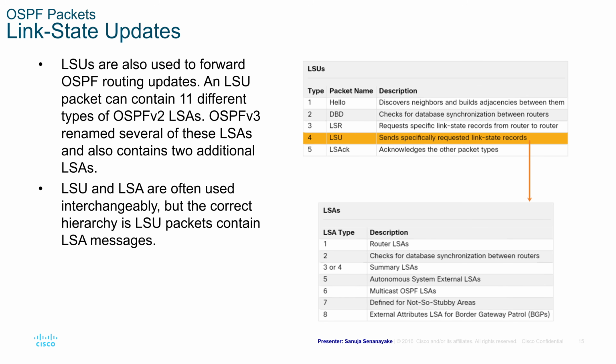LSU and LSA are often used interchangeably. However, for your exams and for understanding the concepts, you need to realize that the correct hierarchy is LSU packets contain LSA messages. On the right hand side, it shows some information about LSUs and LSAs. Basically, the packet types include hello, DBD, LSR, LSU, and LSACK, and within the LSU, you will have the LSA information. So remember that the LSU packets contain the LSA messages.